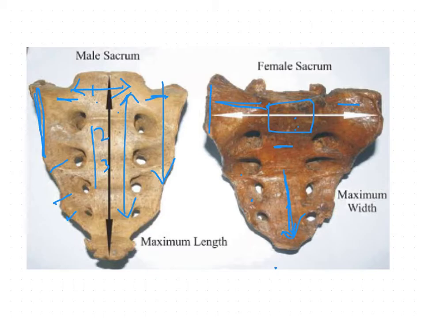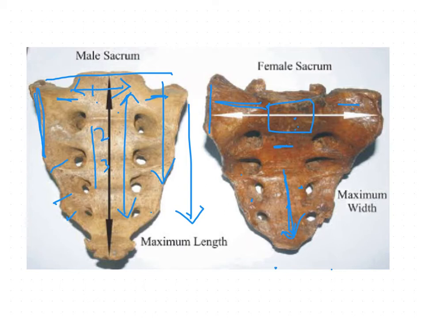Now coming to the sacral index. The sacral index is lesser in males and greater in females. What do you mean by sacral index? Sacral index is equal to the breadth of the sacrum at the base divided by the length of the sacrum, into 100. So males will have a lesser index and females will have a greater index.